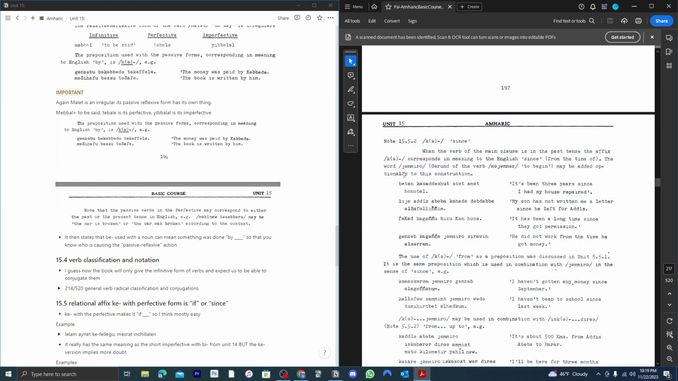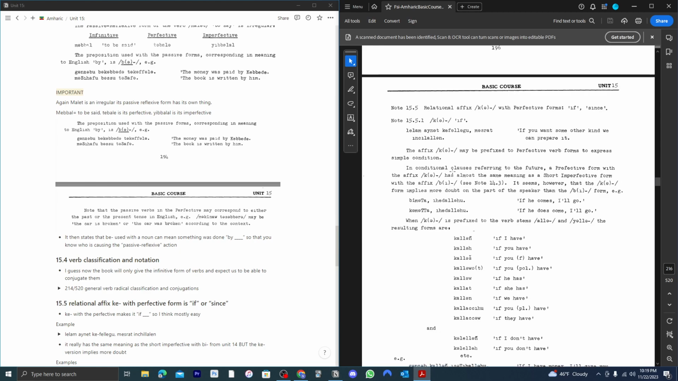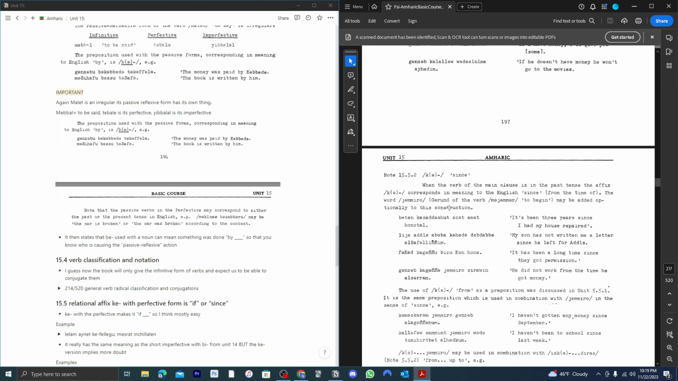This is kind of tough to me because it's going to look really similar to this version where you just throw ka in front of the perfective form of the verb, and that means if. Same idea here, and if you don't add gemero, I guess you just have to use context clues to know that it's talking about since rather than if.